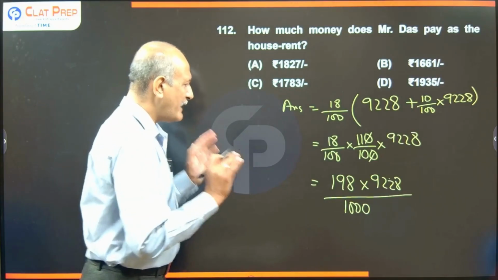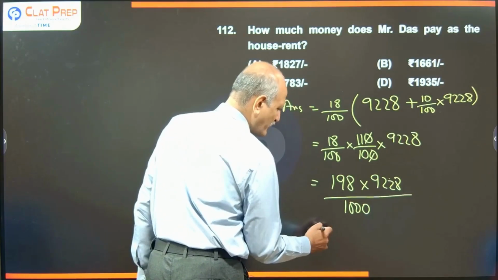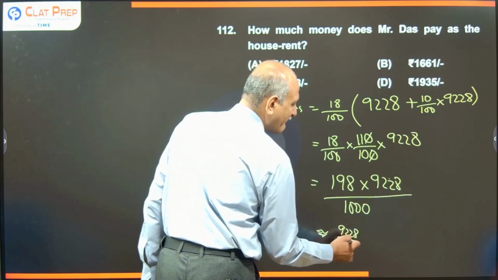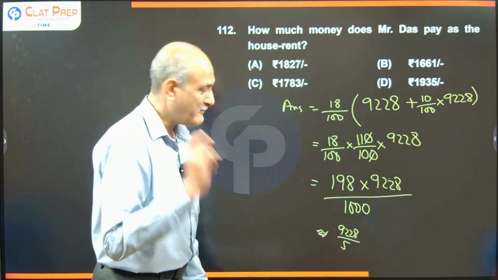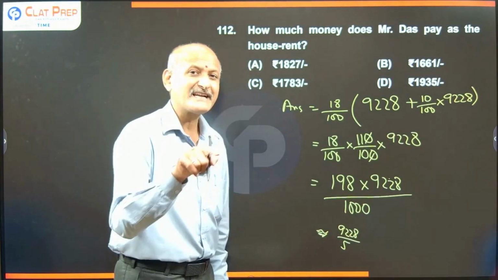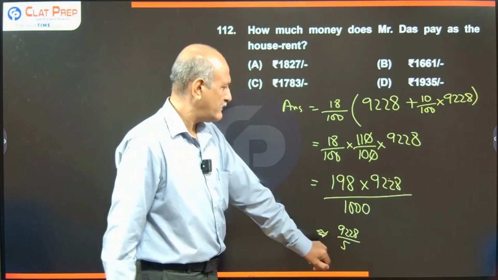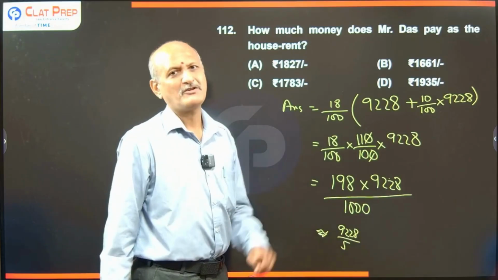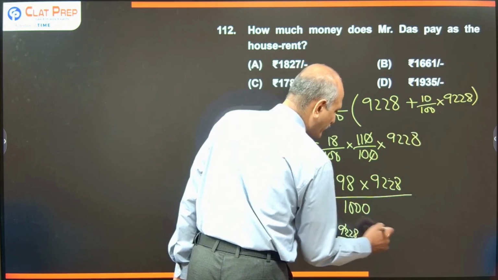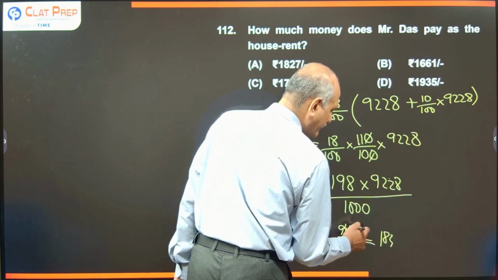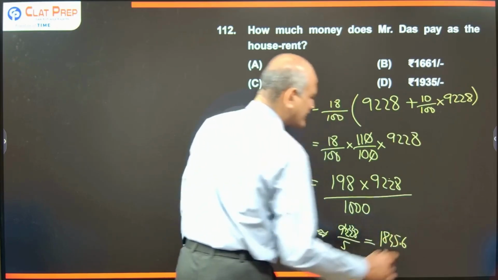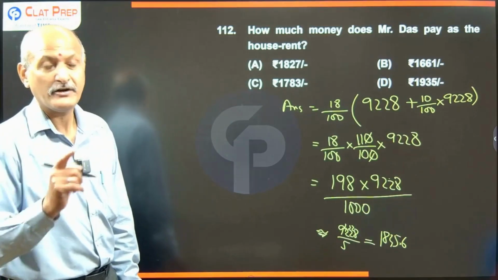So approximately, the value I'm getting is 9228 divided by 5. Remember, I'm taking 200 by 1000 as 1 by 5, so what is my correct answer? It should be slightly lesser than this approximate value. Let me do it. 5 ones is 5, 5 eights is 40, 5 twos is 10, 5 nines is 45, and so on. I got 1845.6, the approximate value.